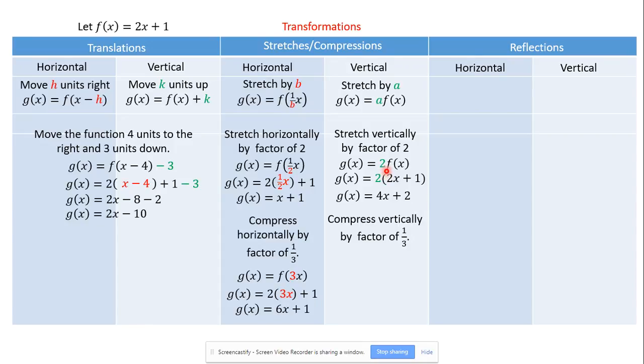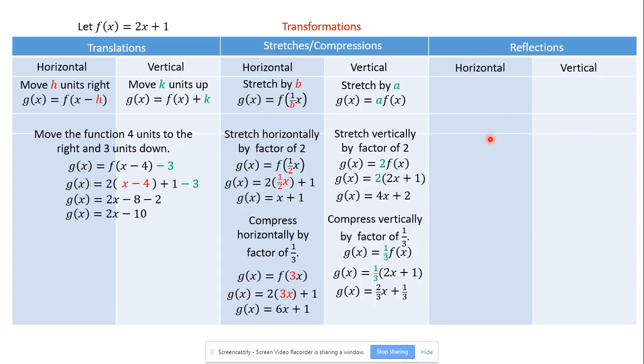Same thing. We'll just have 1/3 times f of x, which is 2x plus 1. Distribute the 1/3. We get 2/3 x plus 1/3. And so with the vertical, we just have to make sure we distribute to everything.